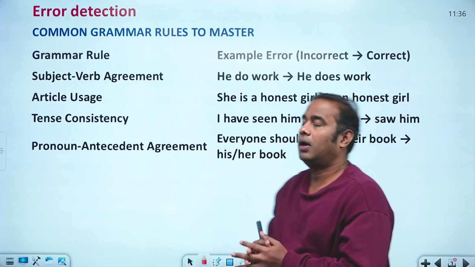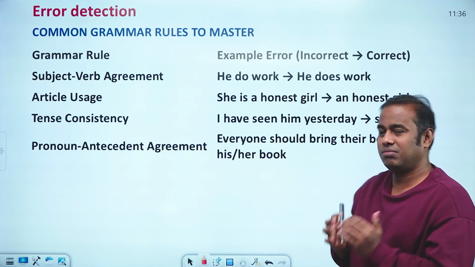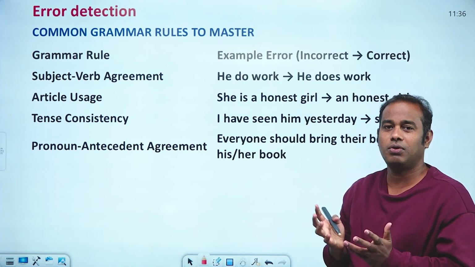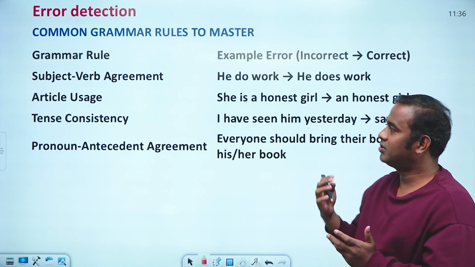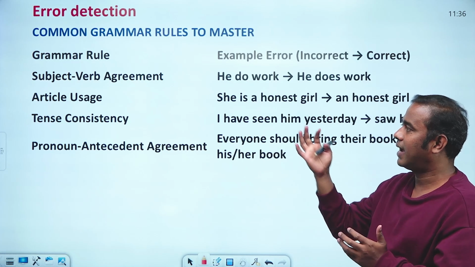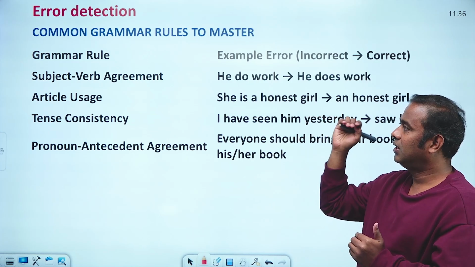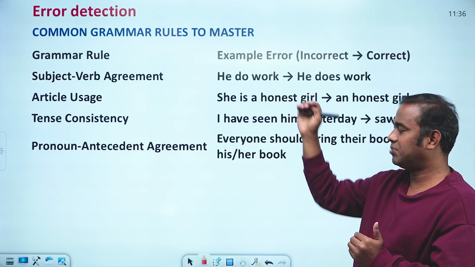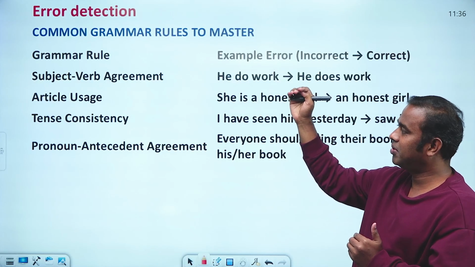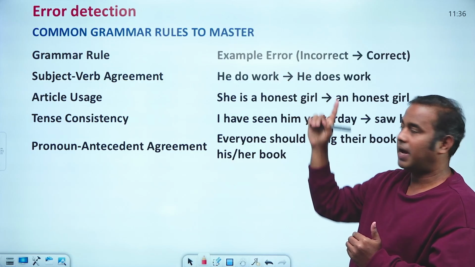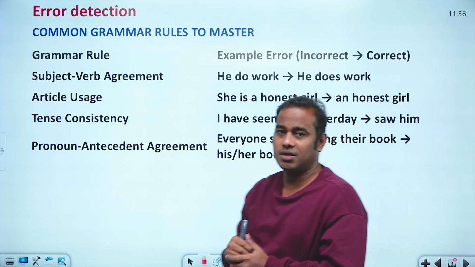Then coming to the generally common mistakes. If you look at the previous year question papers, most of the students make these mistakes. So that's why I have put this. So just follow at least these minimum grammar rules. So what are these minimum grammar rules here? Subject verb agreement. So what do you mean by subject verb agreement?